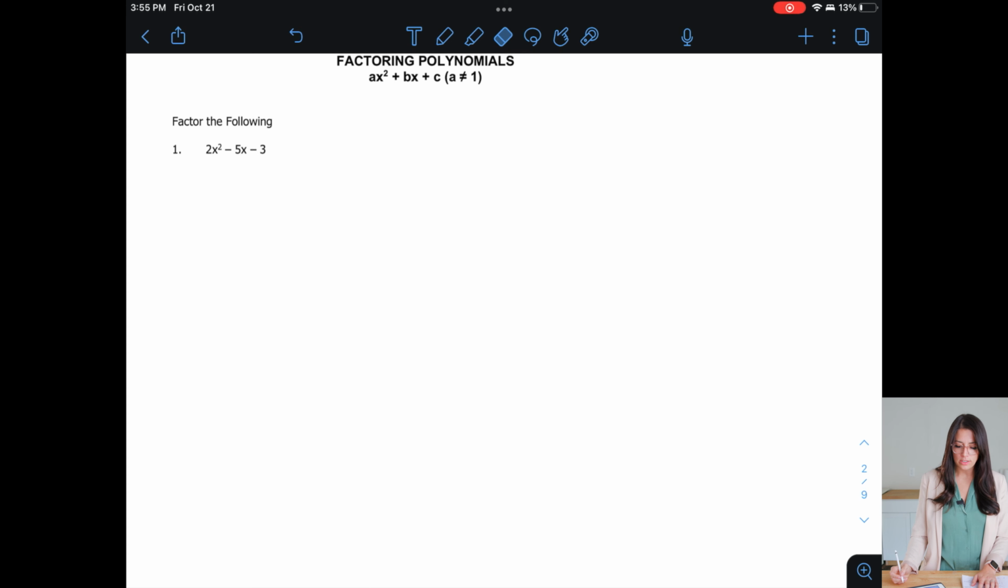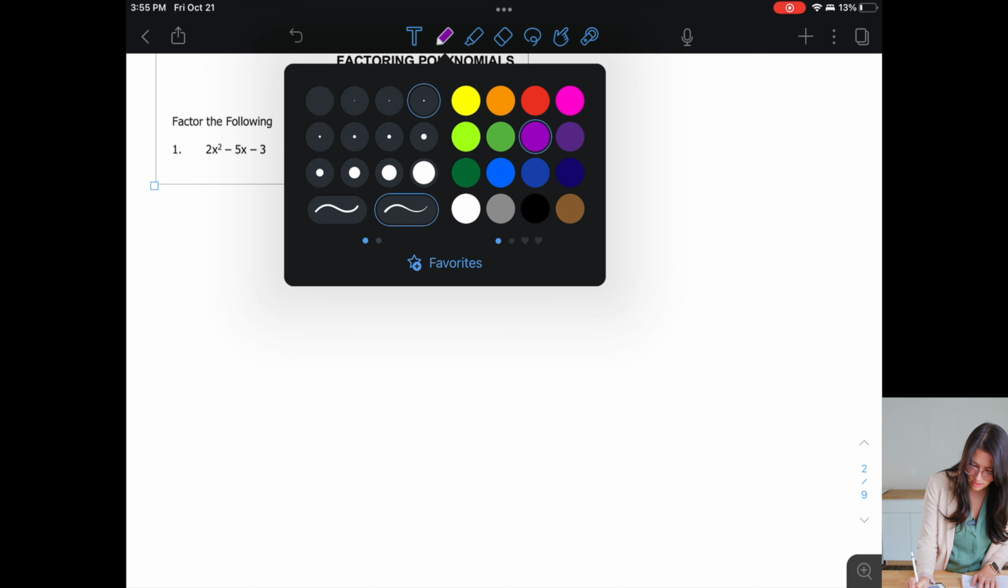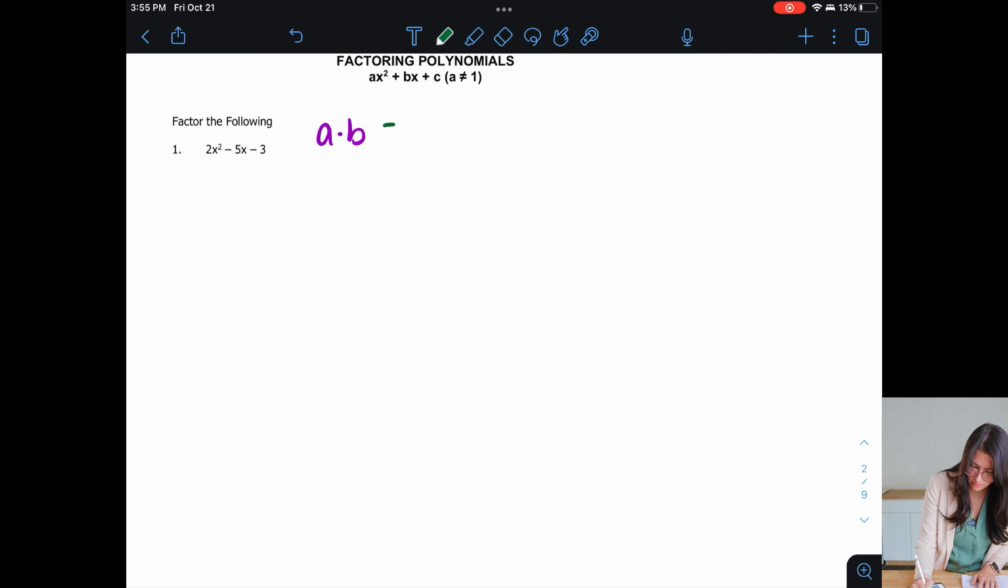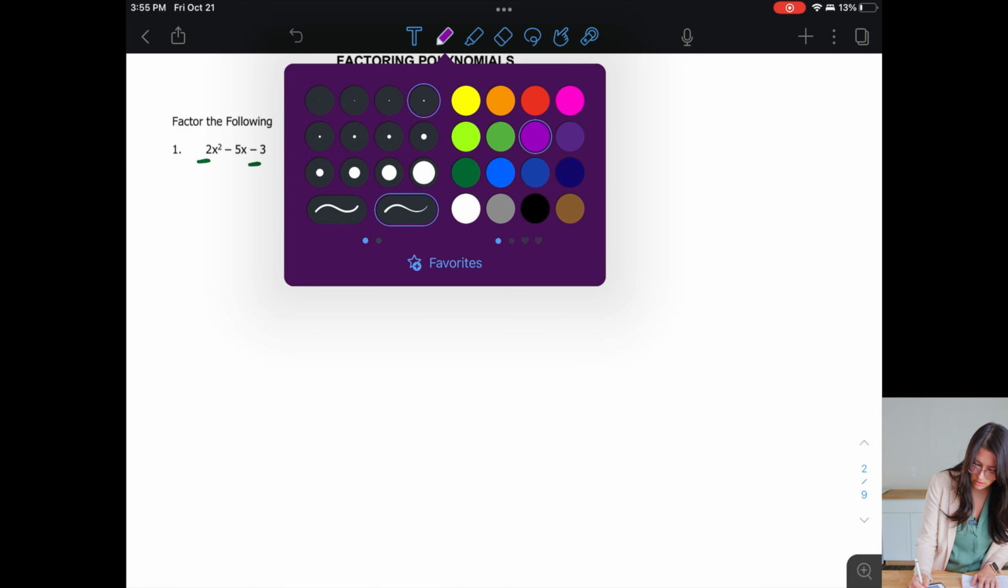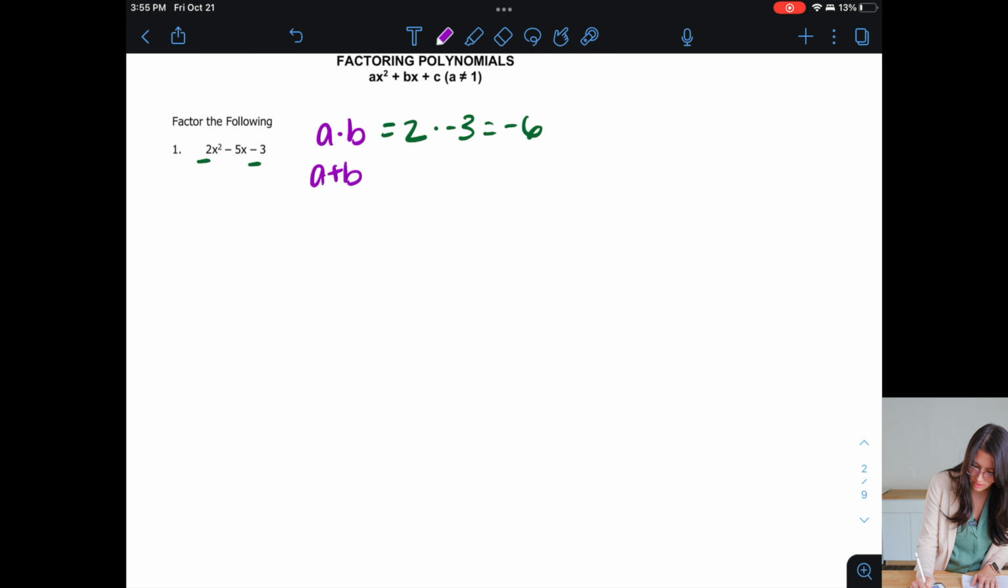Factor the following: 2x squared minus 5x minus 3. Since a does not equal 1 and we do not have a common factor that we can pull out of the equation, we need to approach this in a different way. So let's begin by finding our a and b terms. A times b equals the first term, 2, times the last term, negative 3, which equals negative 6. Then a plus b needs to equal the middle term, in this case, negative 5.